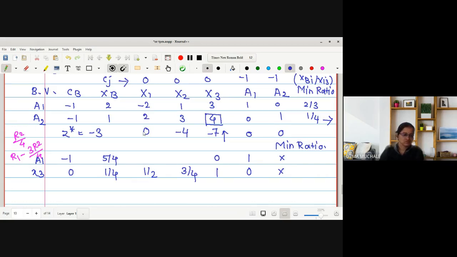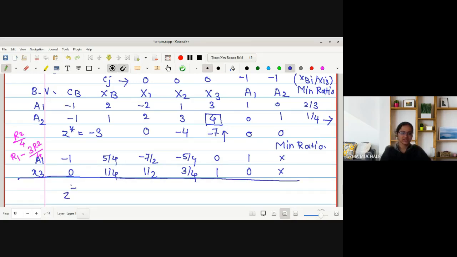What for this? Minus 2 minus 3/4 into 2. This is 3/2. 4 minus 3 is... minus 7/2. Students, correct now? 1 minus 3 by 4 into 3 means 9 by 4. 1 minus 9 by 4 is minus 5 by 4. Correct? Yes.